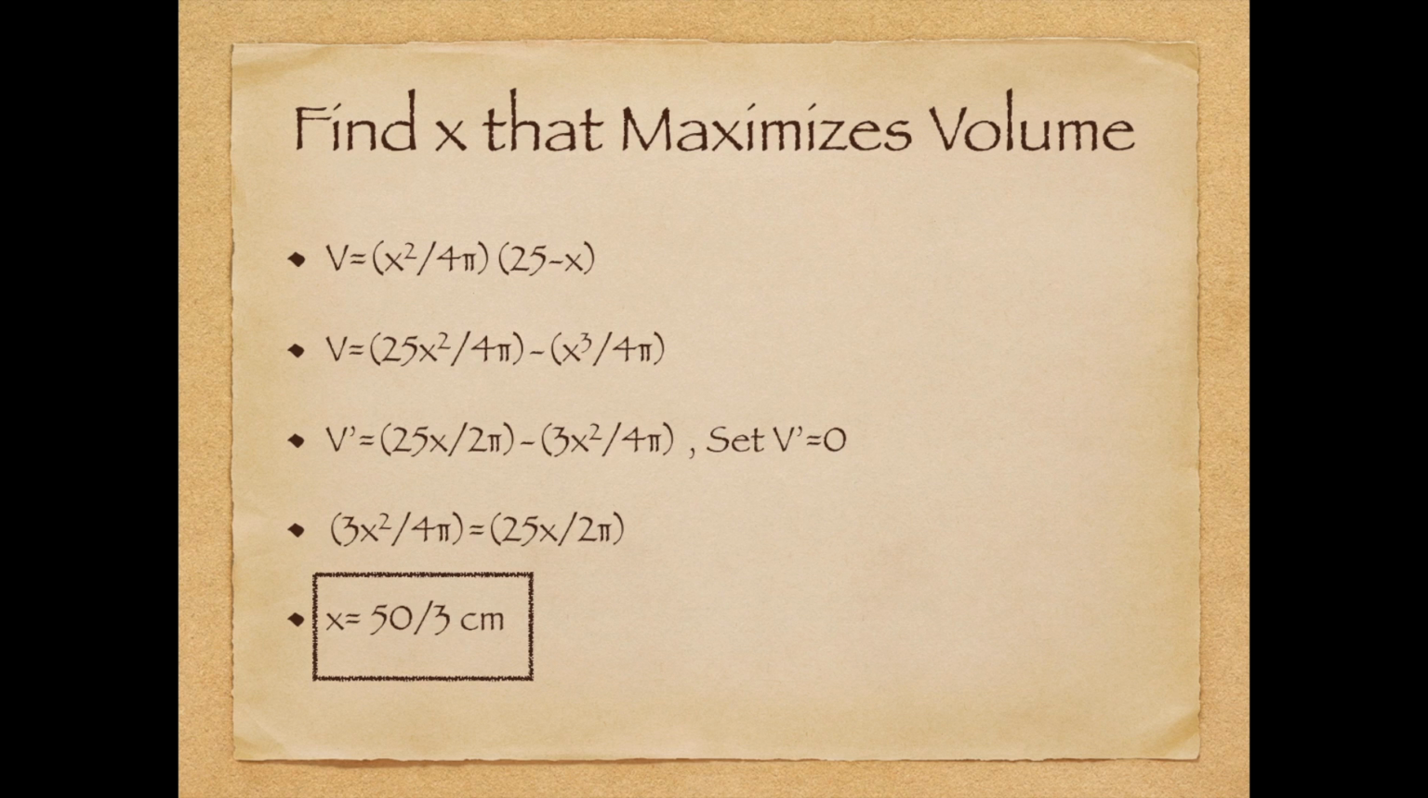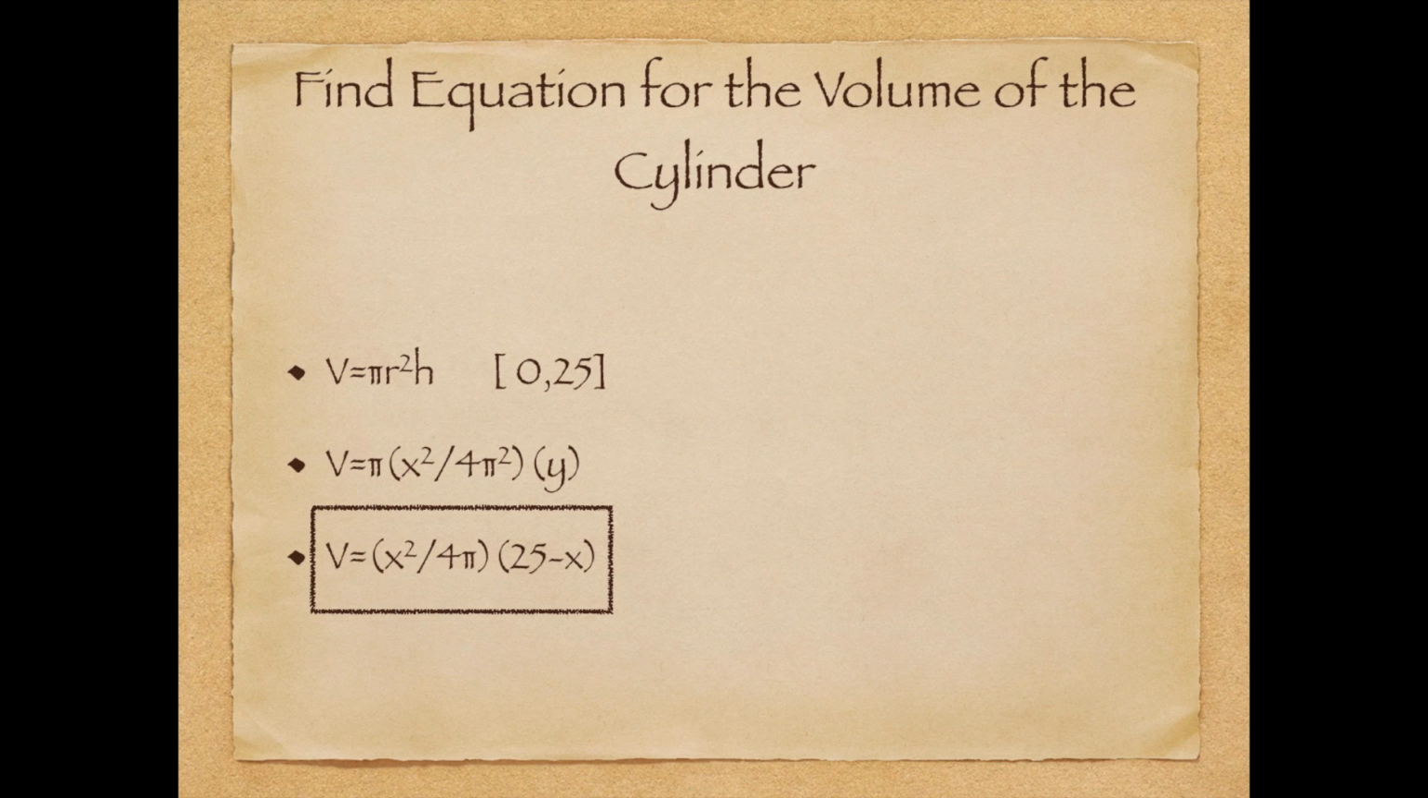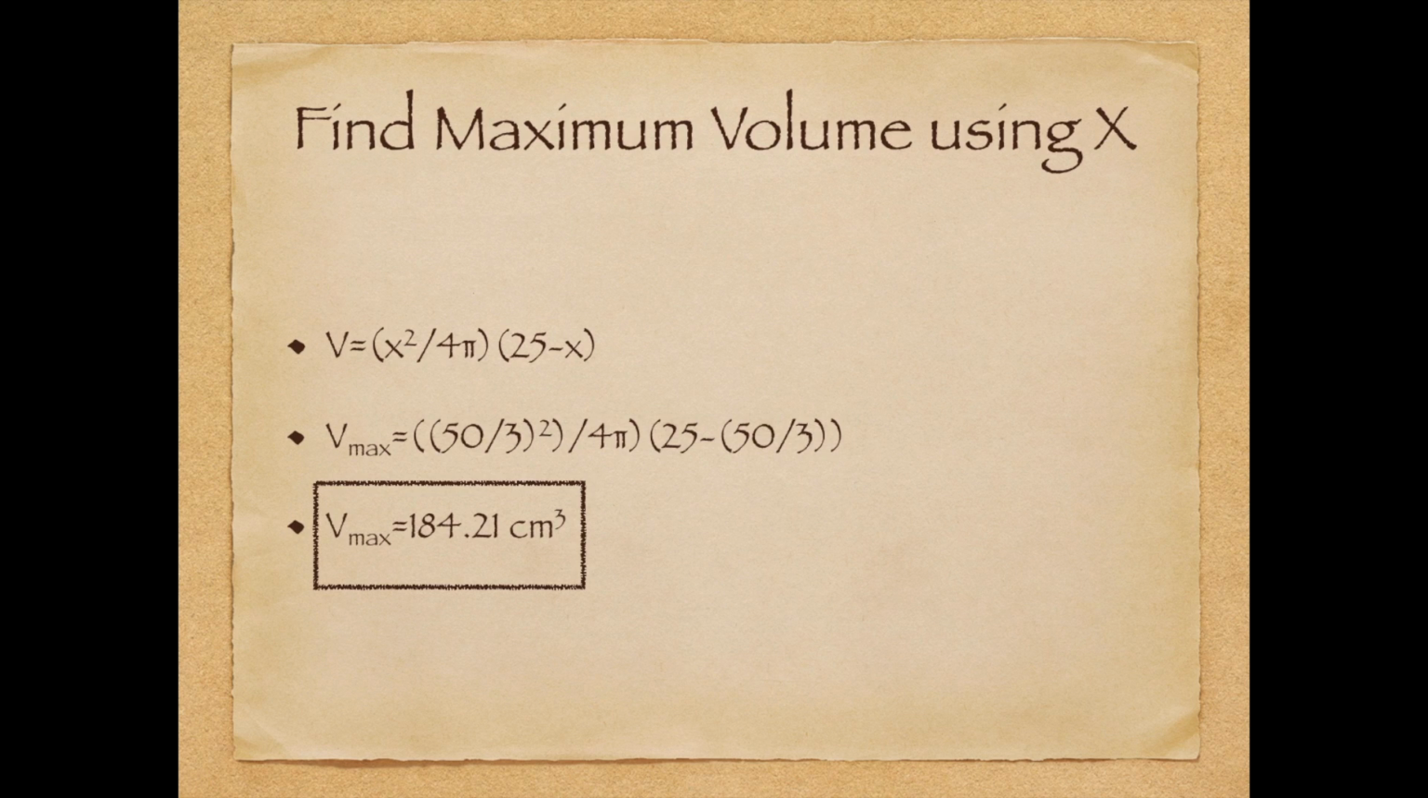So that's the x. And for the maximum volume using that x, we're just going to use the original volume equation, x squared divided by 4 pi times 25 minus x, and plug in the x that we determined from this, plug that straight in, and solve for the maximum volume, 184.2 centimeters cubed, to the nearest tenth.